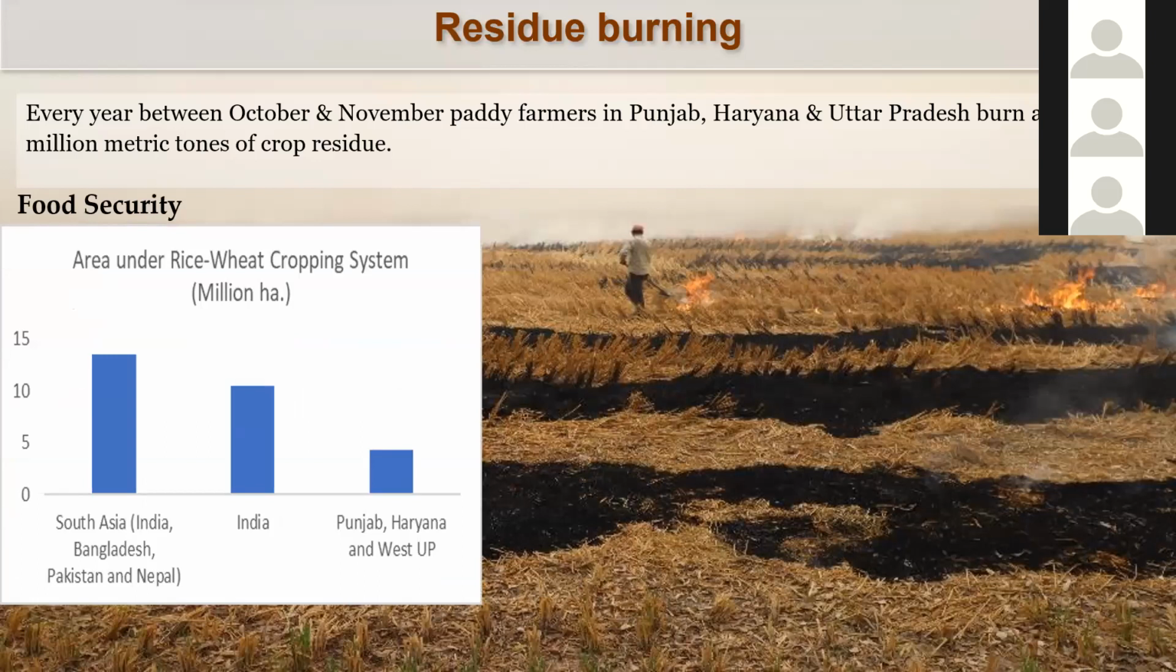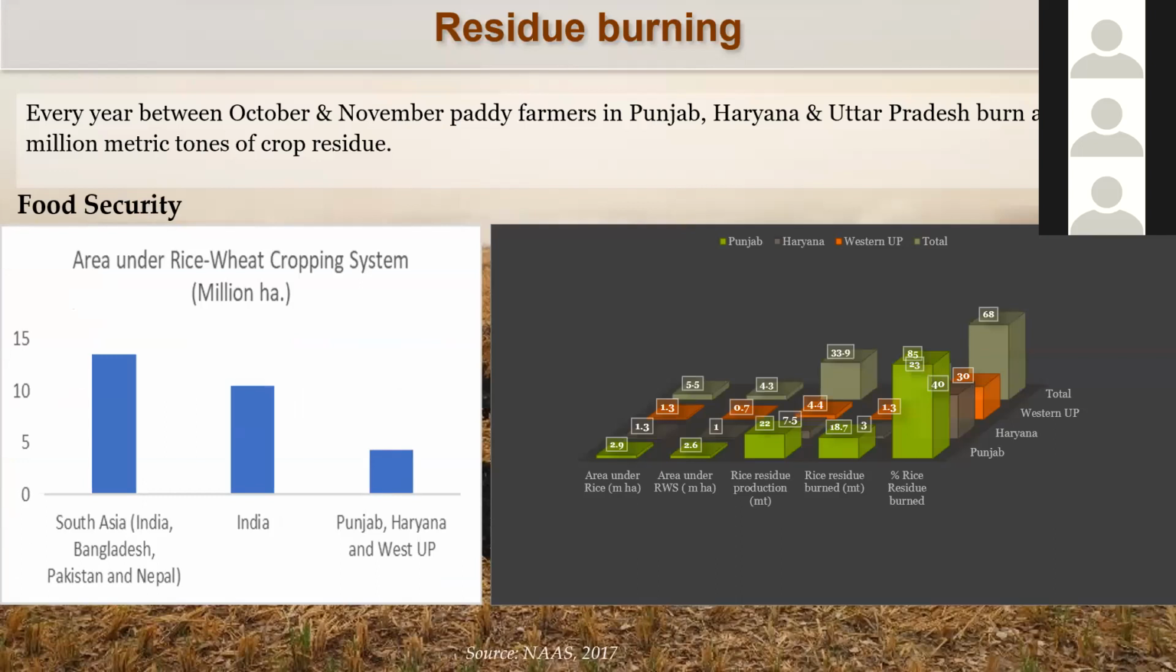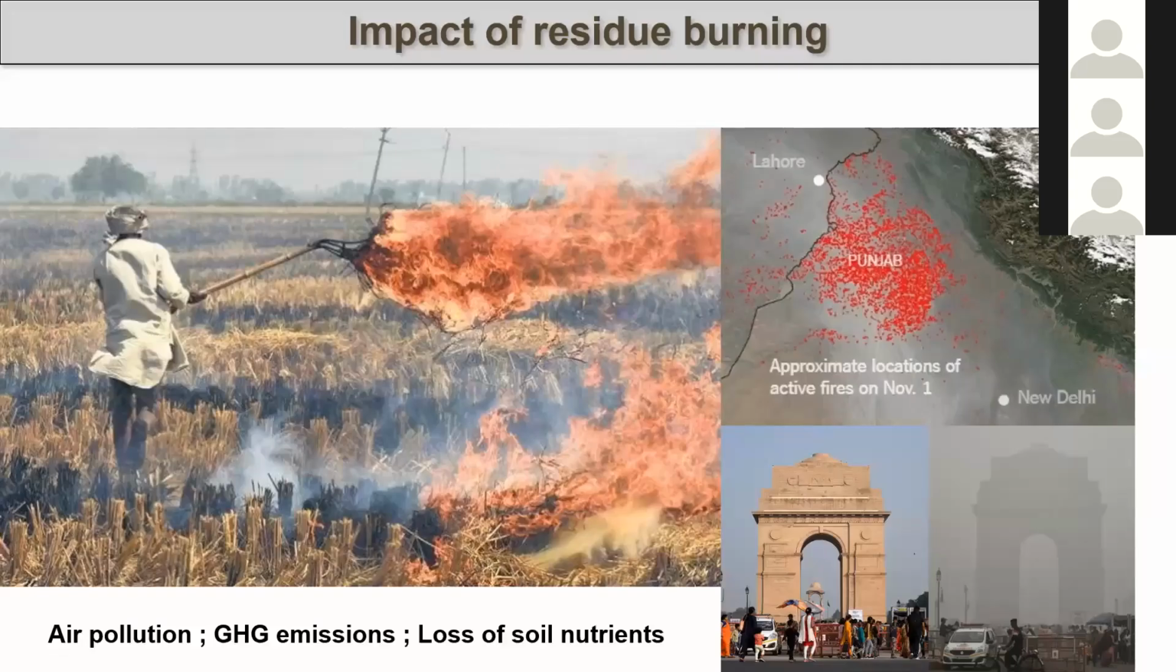If you see Punjab and Haryana, the area under the rice-wheat cropping system is significant, around 4 million hectares. If you see the slide on the right side, you can see how much residue is being burned. This data is from 2017, but the current data is almost around 50 to 60% of the paddy being burned in these areas. So what is the impact? You can see air pollution, greenhouse gas emissions, and definitely loss of soil nutrients.